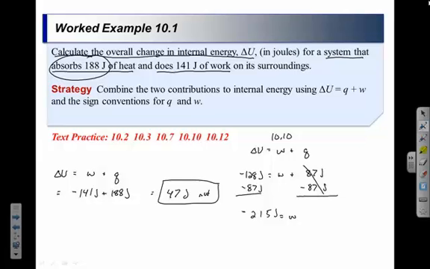Another one, 1012, asks you to calculate the heat change for a system. In that one, they're giving you that it's doing work on the surroundings equal to 67 joules. So if it's doing work, that's a negative. And it says the total energy change is negative 213.